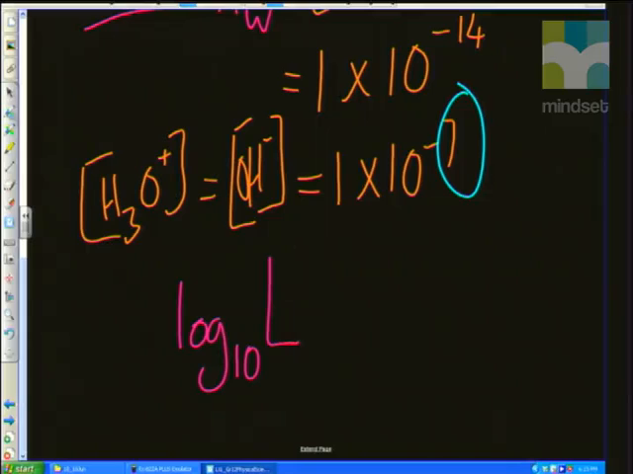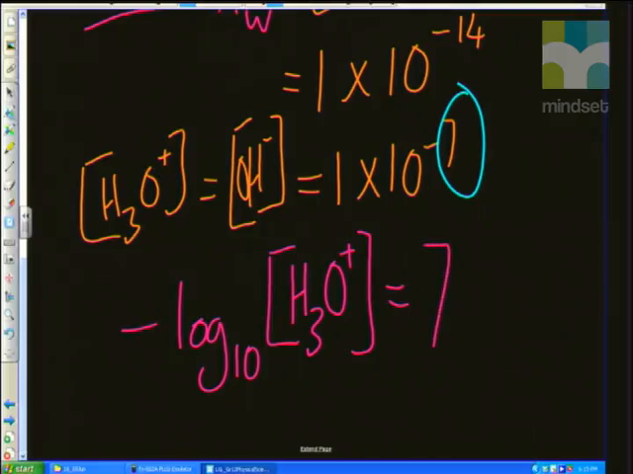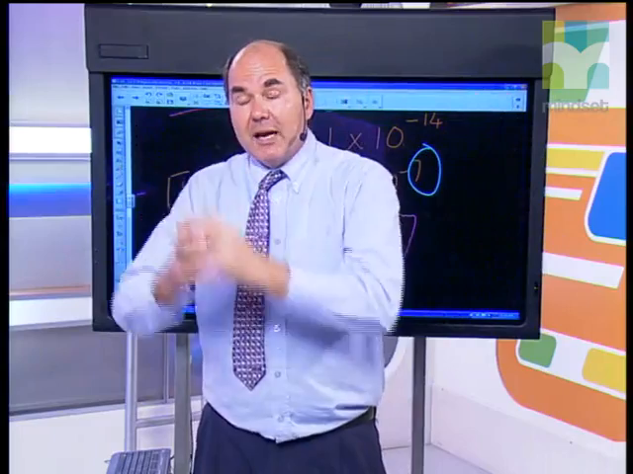And we're going to say, well, what happens if we take the log to the base 10 of the hydrogen ion concentration, or the hydronium ion concentration? Well, it's going to give us that whole thing, the negative 7. So I'm going to make it negative log of that, and that will give me an answer of 7. Hey, that's really cool. So what would the negative log of the hydroxide ion concentration be?